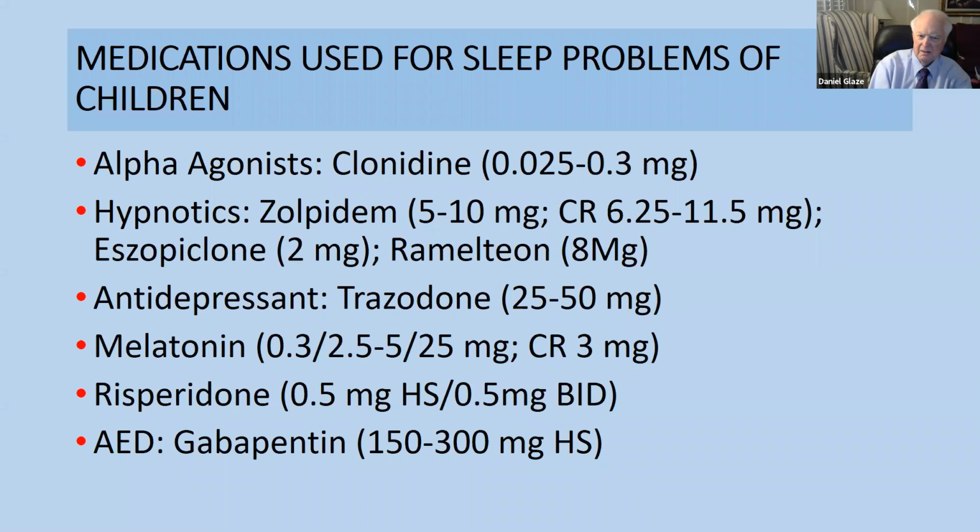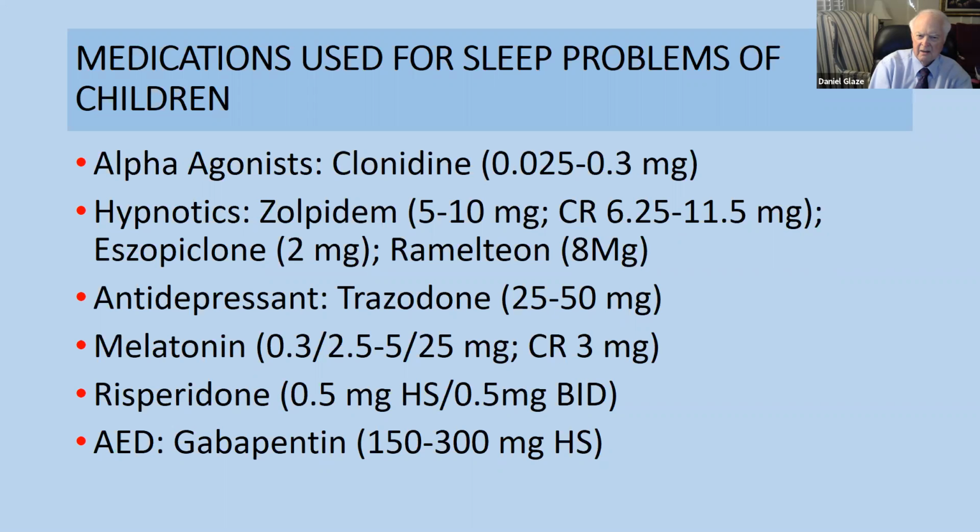These include clonidine, zolpidem, which is a hypnotic, Ambien, certain antidepressants such as trazodone, other antidepressants such as Zoloft may be helpful given at night in helping the child to sleep. I'm going to come back to melatonin in just a moment. Risperidone, often used where there are adverse behaviors, self-abusive behaviors. When given at night, it often helps the child initiate and maintain sleep.